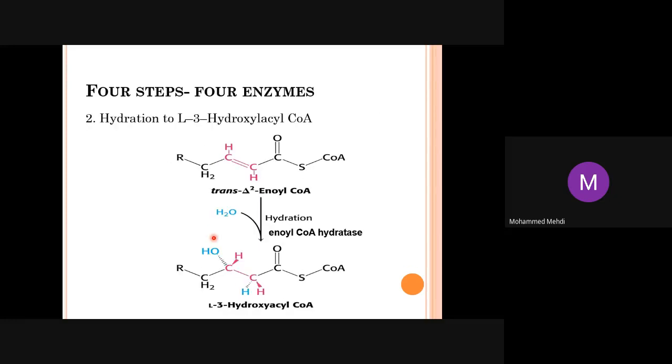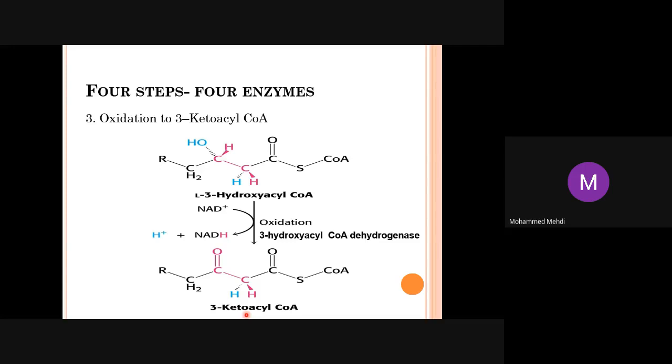The second reaction is addition of water. The OH group of water will be added to carbon number 3. The hydrogen atom of water will be given to carbon number 2. So the double bond finally converted to single bond. We add one alcohol functional group to this carbon number 3, and it is catalyzed by enoyl-CoA hydratase enzyme. The trans-enoyl-CoA is finally converted to L-3-hydroxyacyl-CoA.